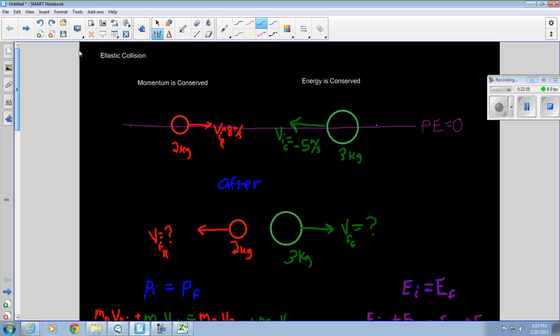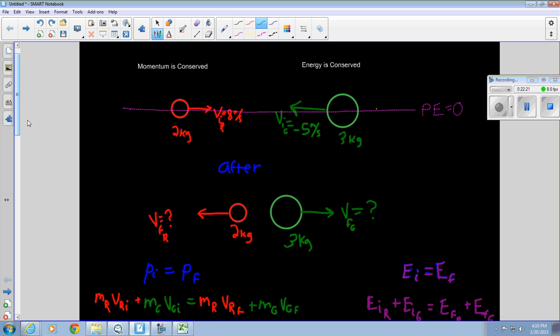So taking away from all this, remember with elastic collisions, momentum is conserved and energy is conserved. And one of the tricks you need to use is that the potential energy is 0. Use potential energy of 0 for your energy equation when you're balancing that out.